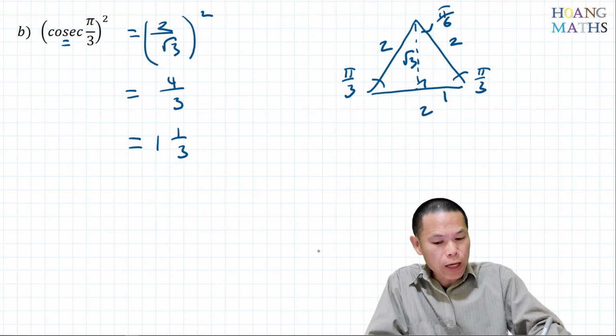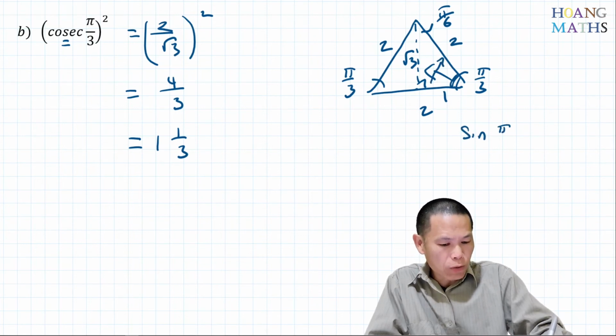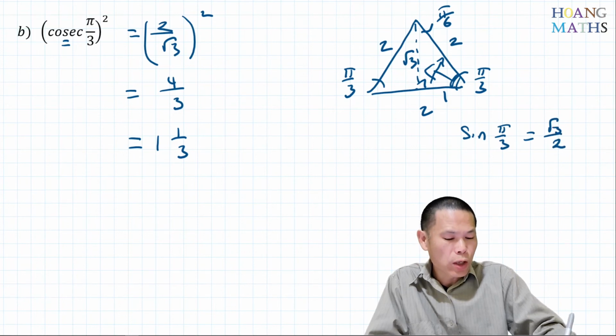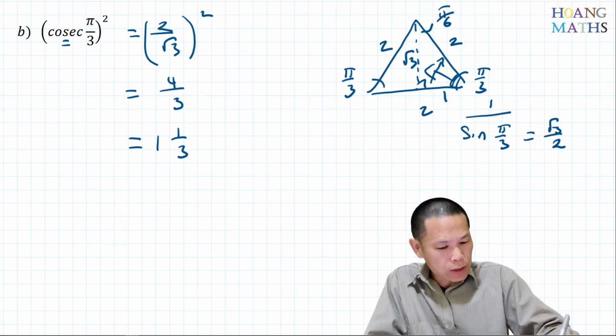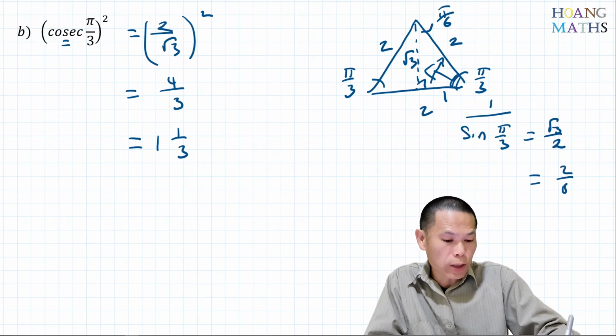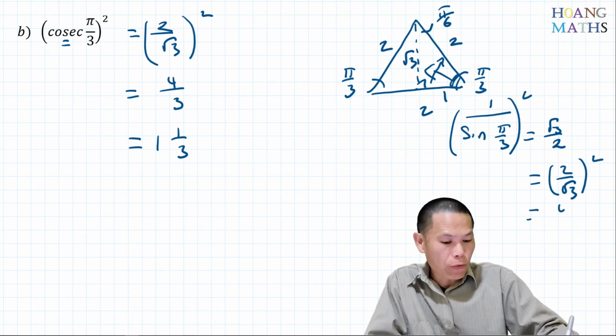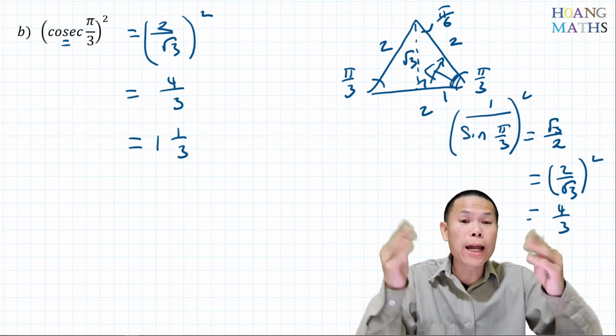Okay. So that means sine of pi over 3, this angle here, is opposite over hypotenuse. See? So sine of pi over 3 is equal to root 3 over 2. But then it's cosec, so 1 over that. So therefore, this is exactly the same as 2 over root 3. And of course, you square it. So that's where you get it from, okay? So 4 over 3, which is 1 1/3.